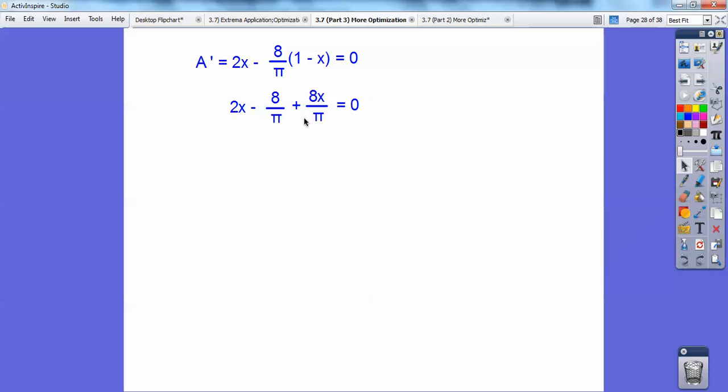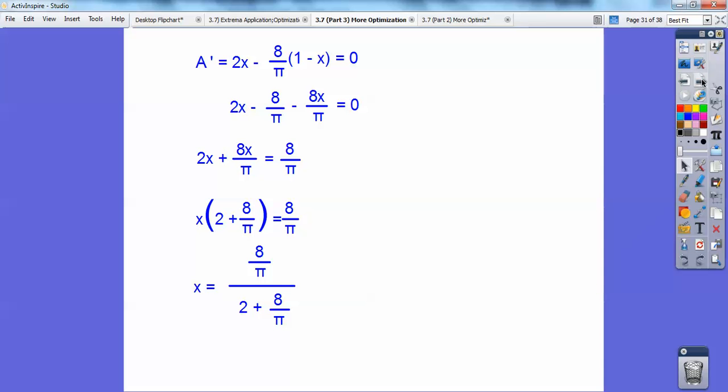Now I'm solving for x, you guys, because this is my derivative, and I'm making it equal to 0. So I'm going to add the 8 over pi to both sides. You with me right there? Now I'm going to pull an x out of both those guys, and I get that. Then I'm going to divide by this quantity, and I get that. You with me?